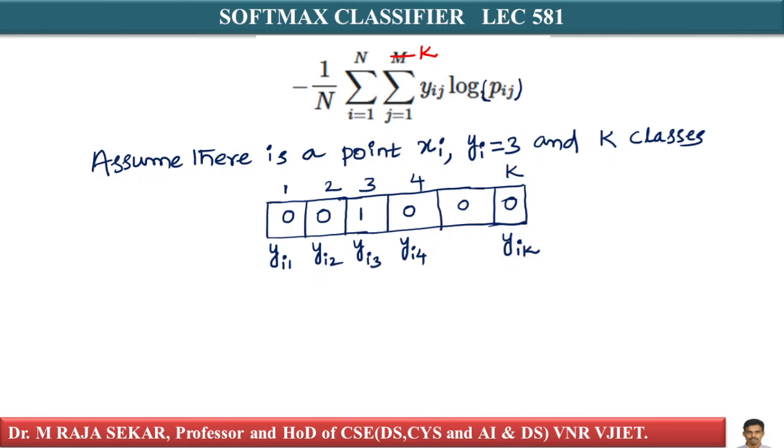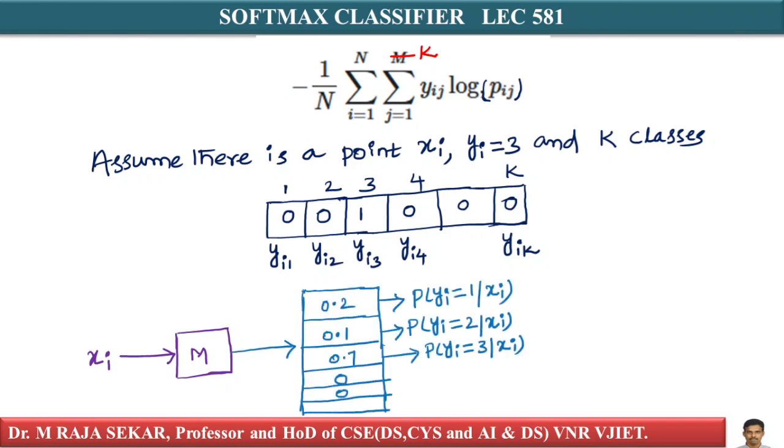Let's assume you input point xi into a model like a softmax classifier. It will return a bunch of probabilities: P of yi equal to 1 given xi, P of yi equal to 2 given xi, P of yi equal to 3 given xi. So what are we doing here? Minus 1 by n. What is our formula? This is our formula for multi-class log loss: minus 1 by capital N, sigma i equal to 1 to n, sigma j equal to 1 to k, yij into log pij.